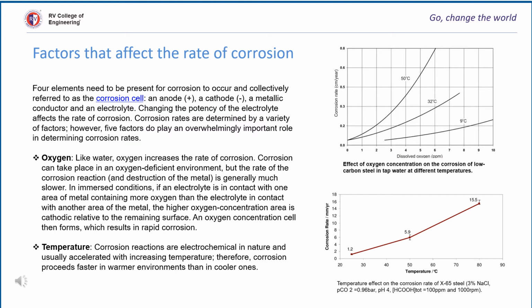Oxygen. Like water, oxygen increases the rate of corrosion. Corrosion can take place in an oxygen-deficient environment, but the rate of the corrosion reaction is generally much smaller. In immersed condition, if electrolyte in contact with one area of metal contains more oxygen than the electrolyte in contact with another area of metal, the higher oxygen concentration area is cathodic relative to the remaining surface. An oxygen concentration cell then forms, which results in rapid corrosion.